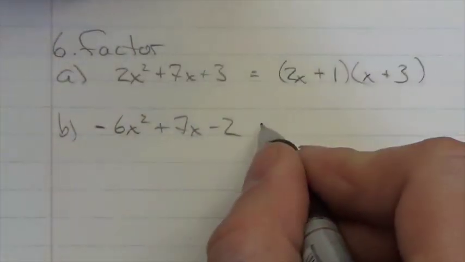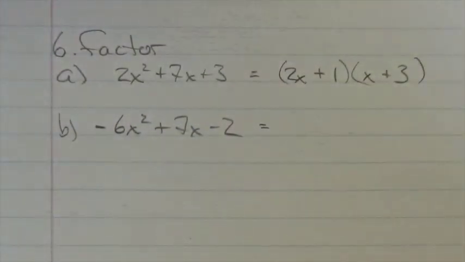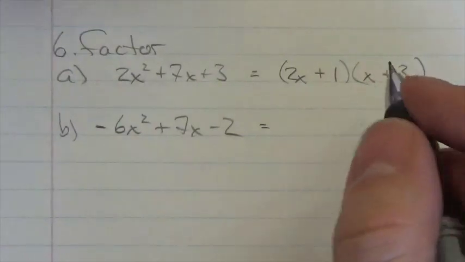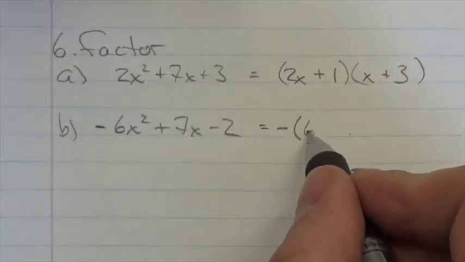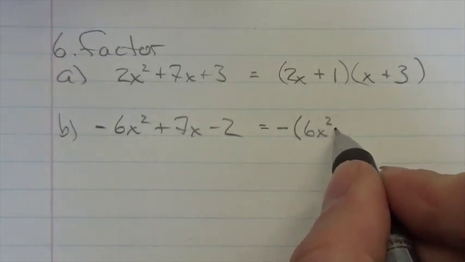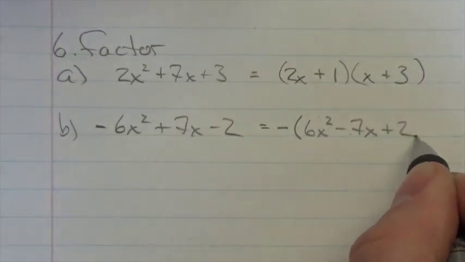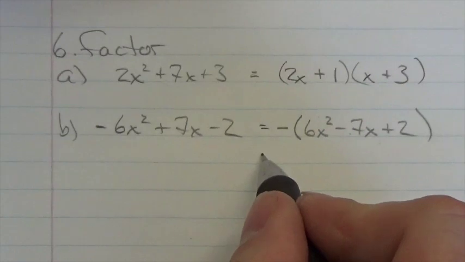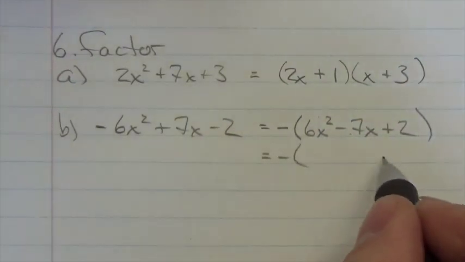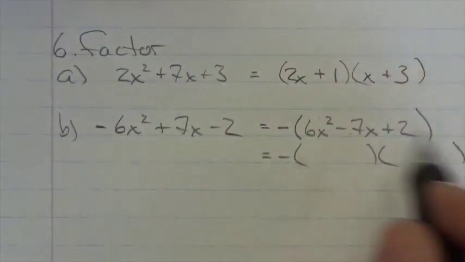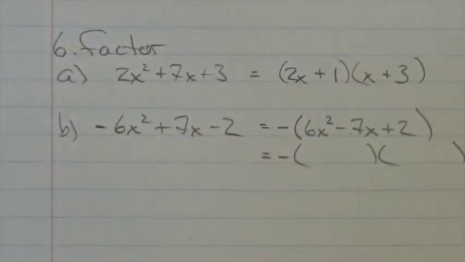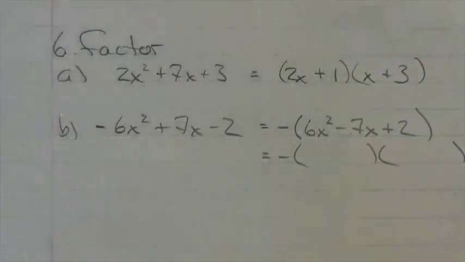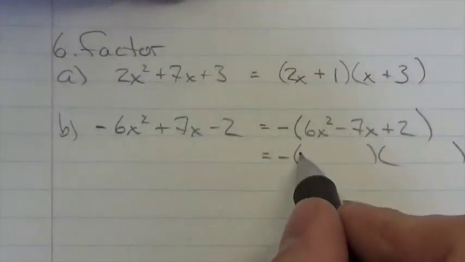So what I'm going to do to start off with, and I know this isn't a really big step here, but man, does it ever make things nicer for me, is take that negative and put it outside, and make this 6x squared minus 7x plus 2. Now, I'm going to factor that trinomial. Now, 6 can be broken down in a couple of different ways. It could be 2 and 3, or it could be 1 and 6 here. For my first guess, I'm just going to go with my gut on this one: 2 and 3.